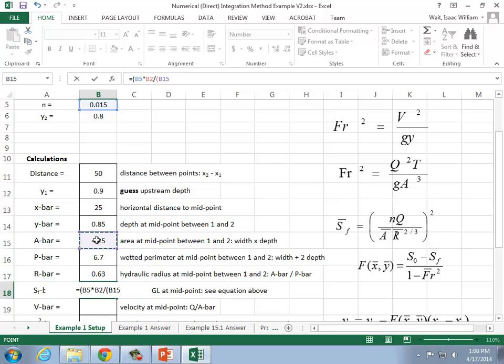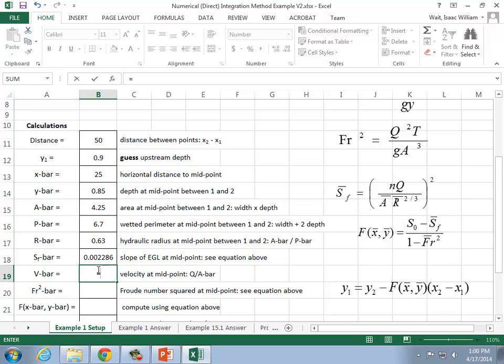Here's that area at the midpoint times the hydraulic radius at the midpoint, and I need to take the hydraulic radius to the 2/3 power, so I'm going to do that to the power of 0.66667, and then all of that is squared, and that gives me the slope of the energy grade line at the midpoint if this is the depth.